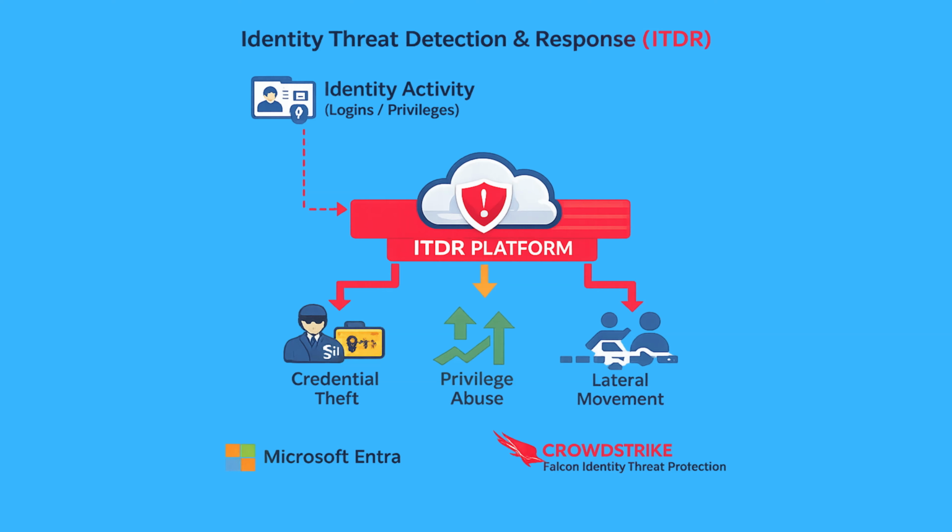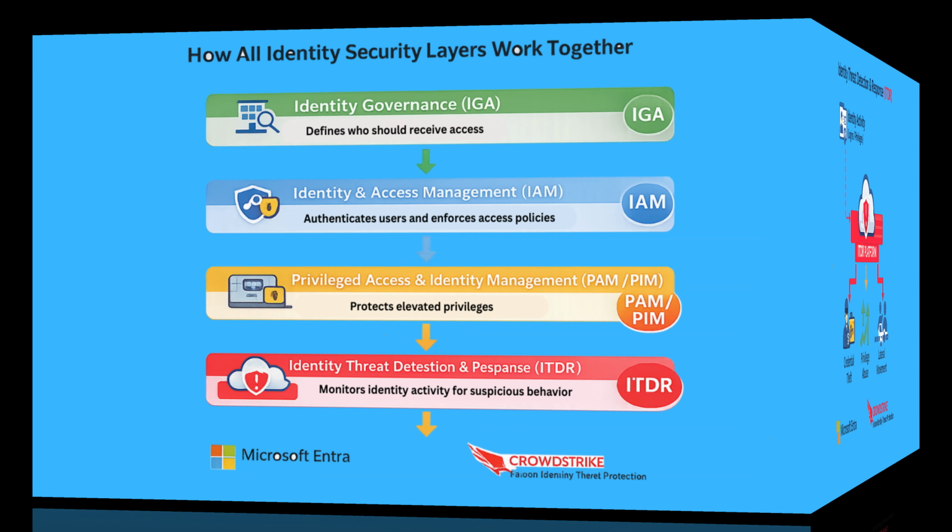One example of an ITDR solution is Microsoft Defender for Identity. Another advanced platform is CrowdStrike Falcon Identity Threat Protection. These tools continuously analyze identity signals across Active Directory and cloud identity platforms. If suspicious behavior is detected, security teams are alerted and can respond before attackers gain full control of the environment. ITDR therefore answers the question, is someone abusing identity to attack the organization?